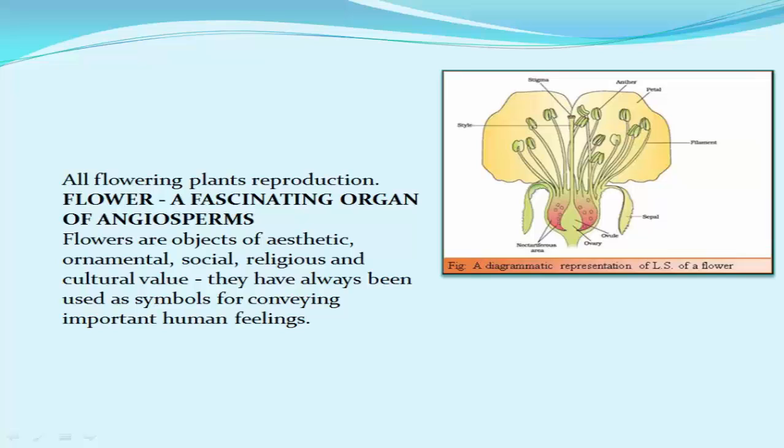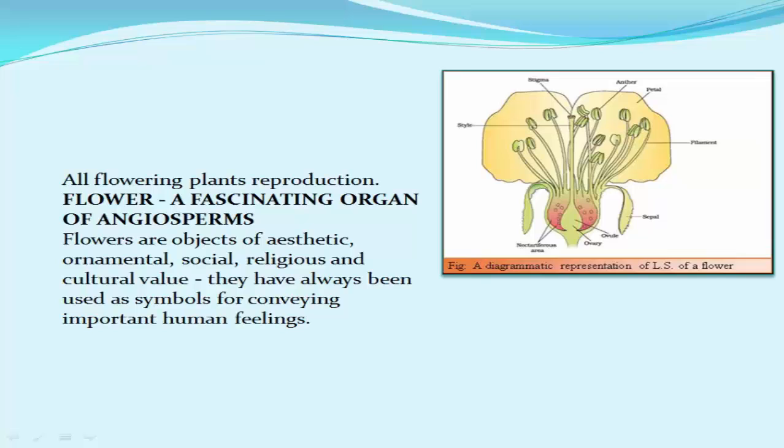The flower consists of 4 parts: calyx, corolla, androecium and gynoecium. Among these 4 floral parts, the calyx and corolla are the non-essential floral whorls or accessory floral whorls. Androecium and gynoecium are called essential floral whorls. Because calyx and corolla are not participating in the reproduction, hence they are non-essential.